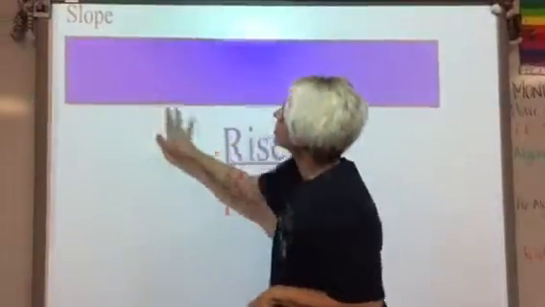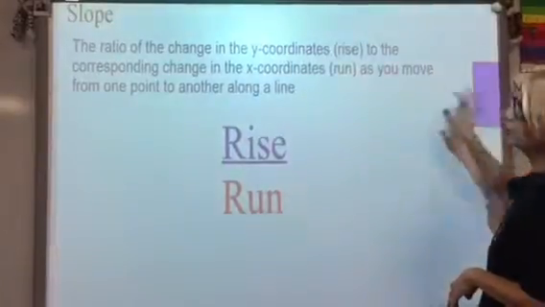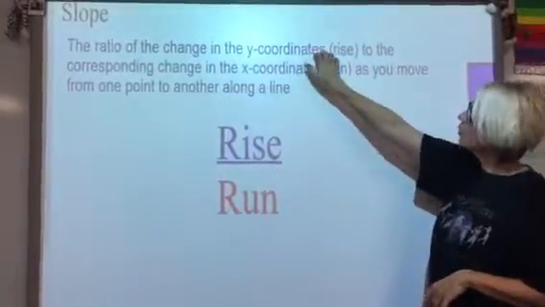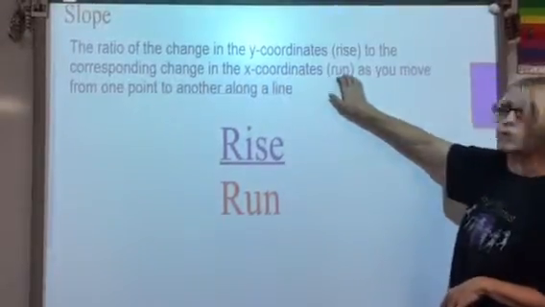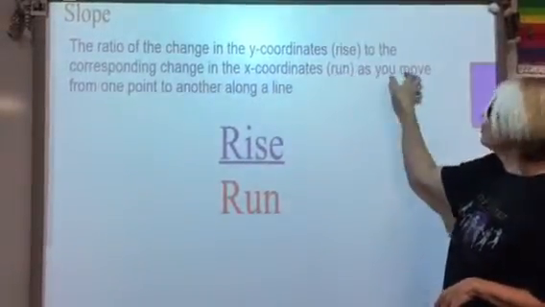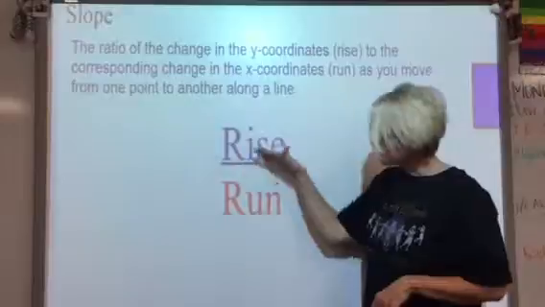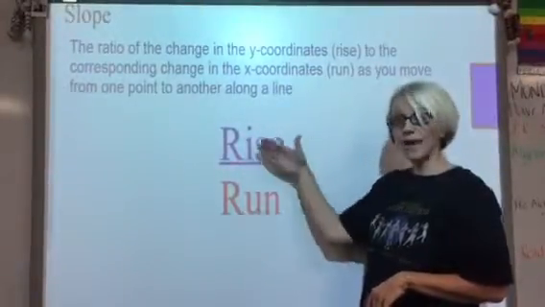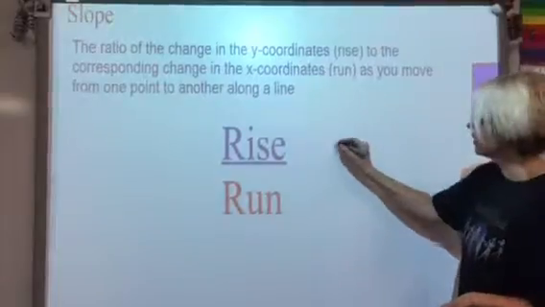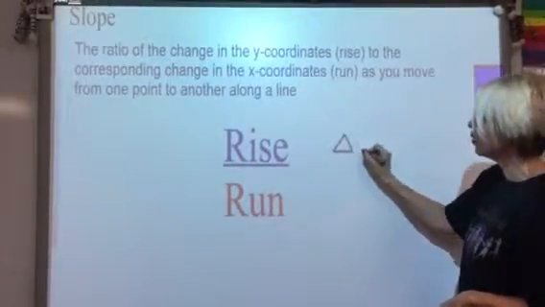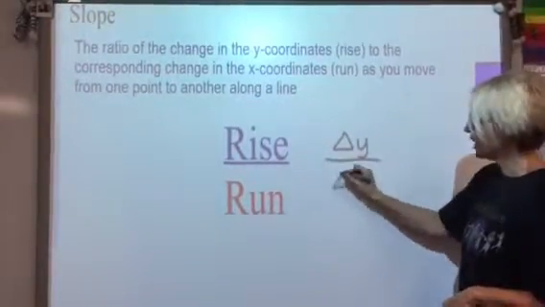Our next definition is slope, and slope is the ratio of the rate of change in the y-coordinates, which we call rise, to the corresponding change in the x-coordinates, which we call run. So as you move from one point along the line, we're going to say slope is rise over run. Rise over run is slope. And the formula for slope is going to be the change in y over the change in x.